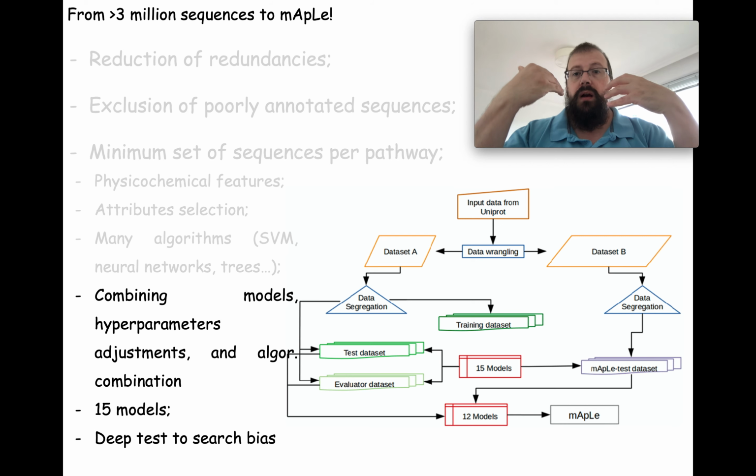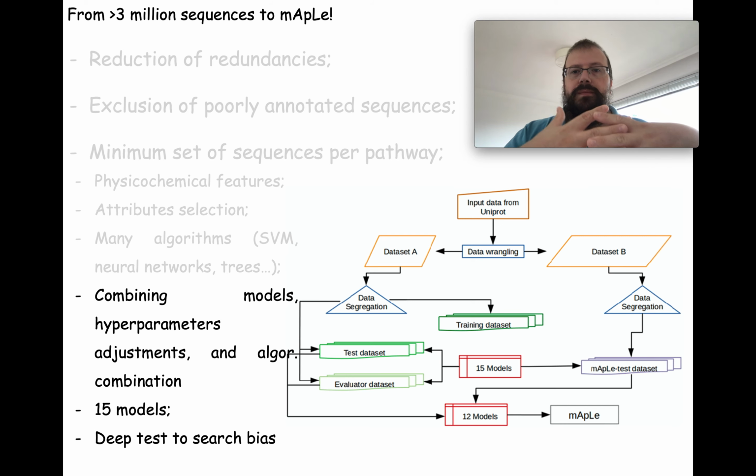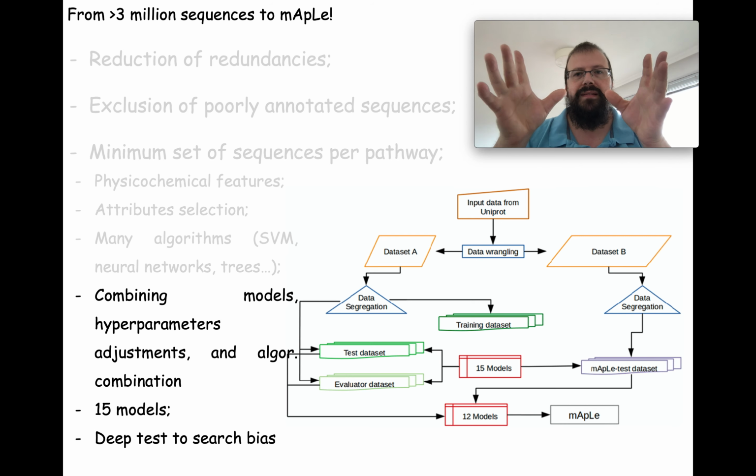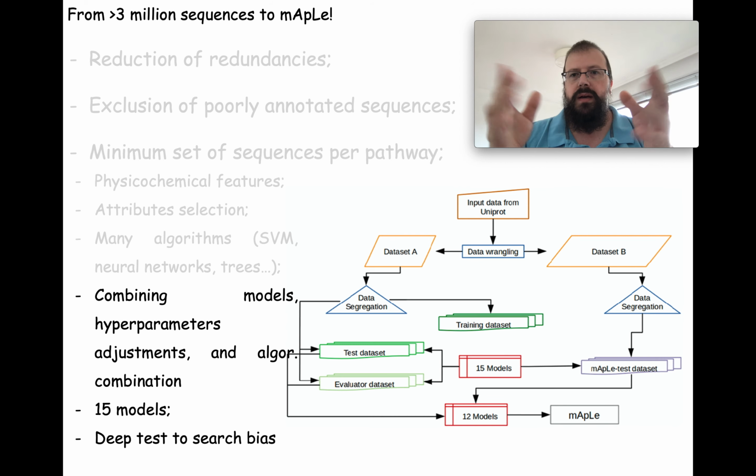And then we always tested these models and adjustments in the training set, in the test and evaluator, and mApLe test data sets, to have a way to do a fine tuning of the parameters, to have the best model and to avoid overfitting, bias, and so on, right?